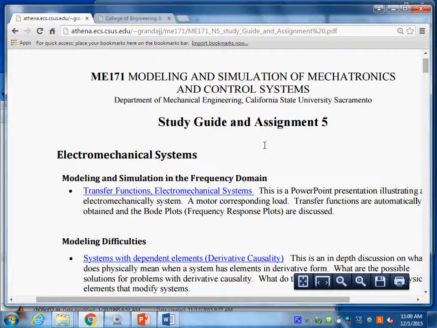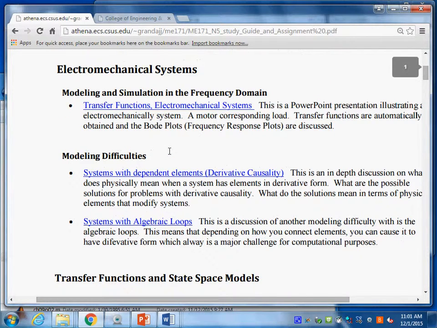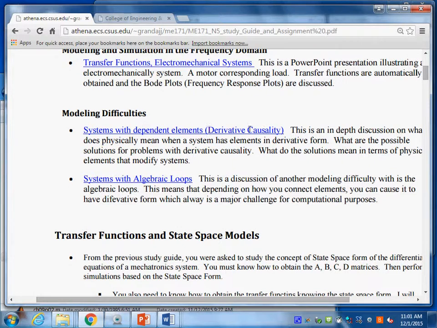This is study guide and assignment number 5. You have electromechanical systems. The first topic that you see here says transfer functions, electromechanical systems. So this is a PowerPoint presentation that we have about the transfer functions, and it points to the class notes in this regard. There's a couple of presentations on modeling difficulties, which is another topic that we haven't touched on yet.